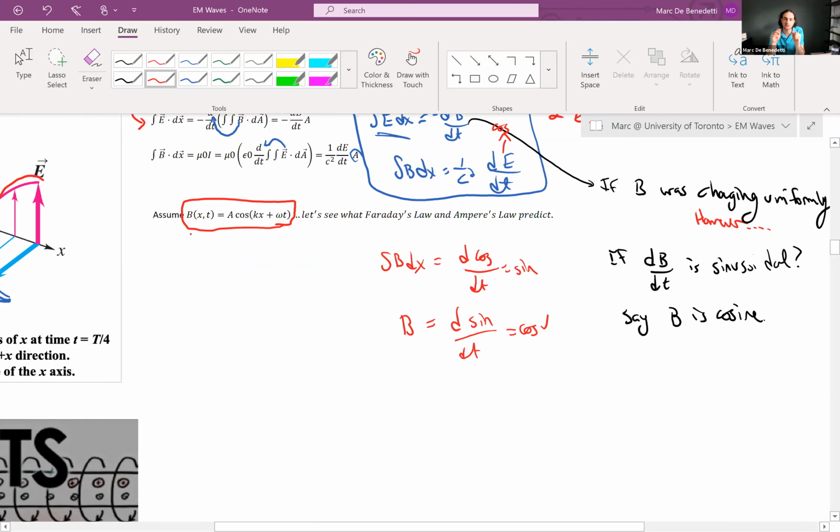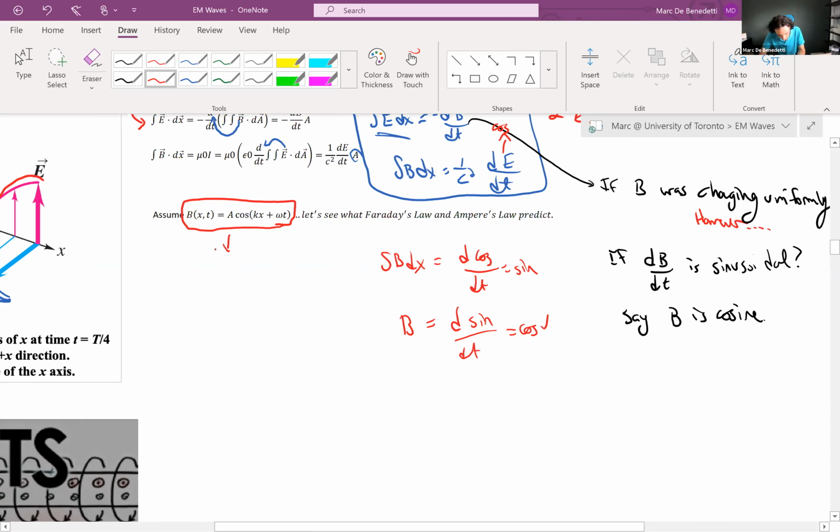If you remember from grade 10 math, when you're solving systems of equations, whatever solution you find for x and y, it has to hold for the second equation as well. So it looks like B is a cos(kx + omega t). So it's a function of both space and time. Well, we will get into that a little bit later in this lecture.